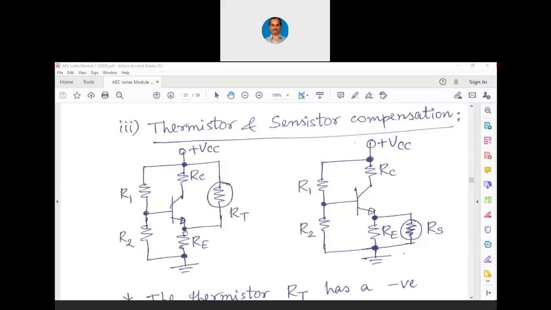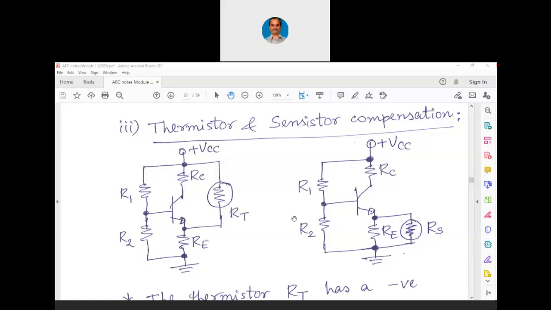So the current across RE increases. If the current across RE increases slightly, the base to emitter junction will be reverse biased and the transistor will come back to active region. This is called thermistor compensation.